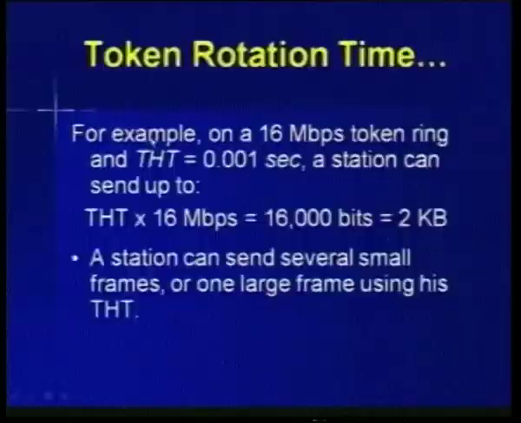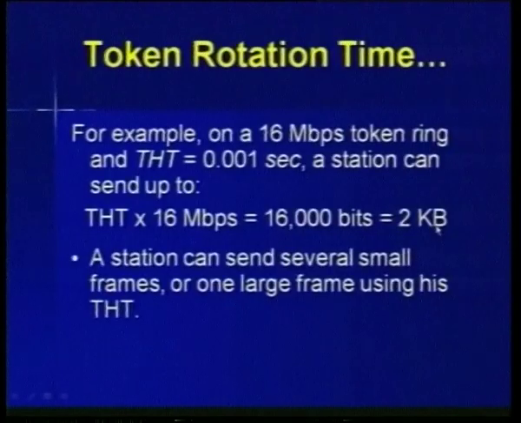So let us understand this with an example. Let us say we have a 16 megabit per second token ring and they have agreed on a token holding time, THT, of 0.001 second. So let us look at how much data each station can send. A station can send up to 0.001 second times 16 Mbps, that is the amount of time for which it can transmit at that rate of 16 megabits per second. So you get a total of 16,000 bits, which is 2 kilobytes. So every time a station gets the token, it can transmit up to 2 kilobytes of data.